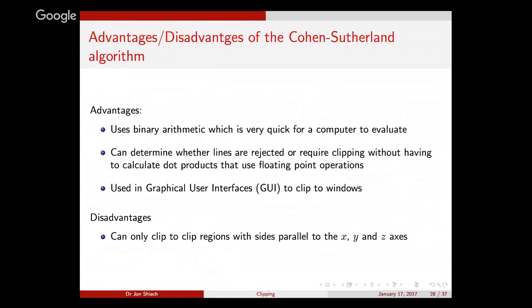It's used in GUIs, which is another word for graphical user interfaces or windows systems. Disadvantages, it only works with regions which are parallel to the X and Y axis. You can have a 3D version of this as well. But that's the disadvantage. So it's not a general method, it's only a method which we use when we've got rectangles.